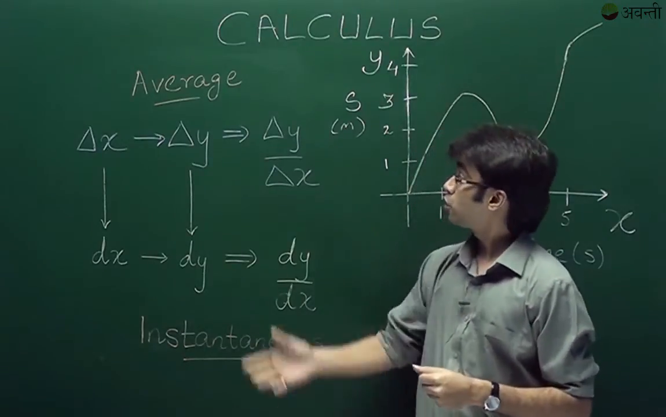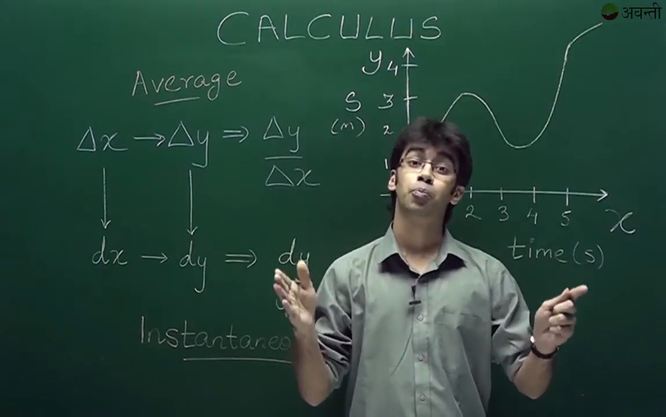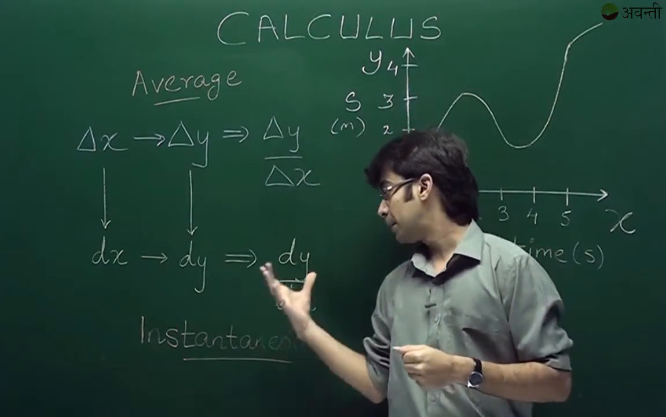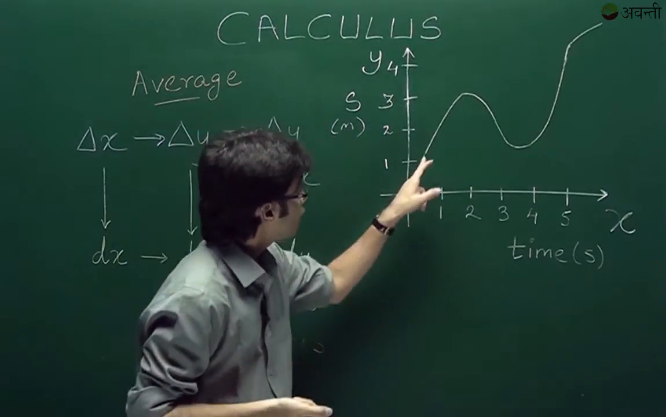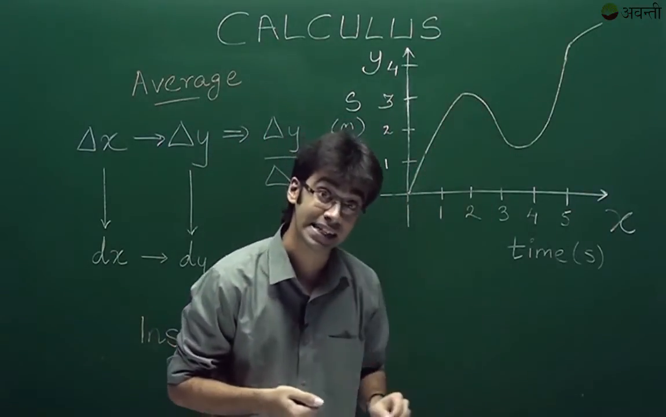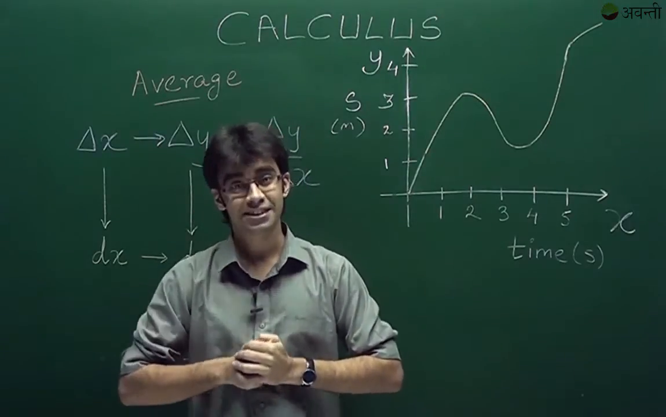So whenever we refer to delta y by delta x, it refers to average rate of change where the 2 points are fairly far away, but dy by dx tells you about the instantaneous rate of change or the rate of change happening at each instant. Now we'll see how we can actually calculate this instantaneous rate of change.